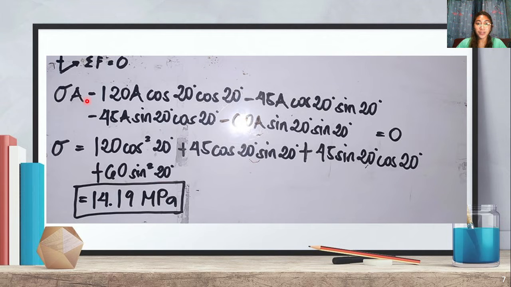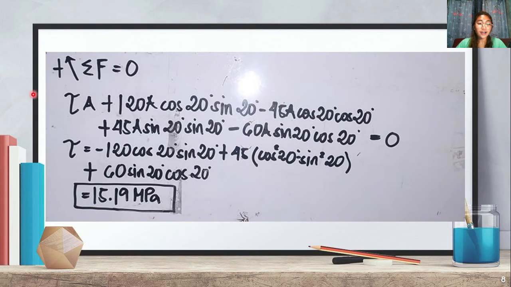Transposing this equation to the right side and changing its signs, we have sigma is equal to 120 cosine squared of 20 degrees plus 45 cosine of 20 sine of 20 degrees plus 45 sine of 20 degrees cosine of 20 degrees plus 60 sine squared 20 degrees. So we have the value for our normal stress, which is 14.19 megapascal. So this is the solution in finding our shearing stress.